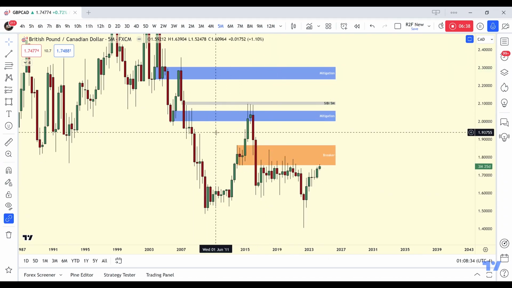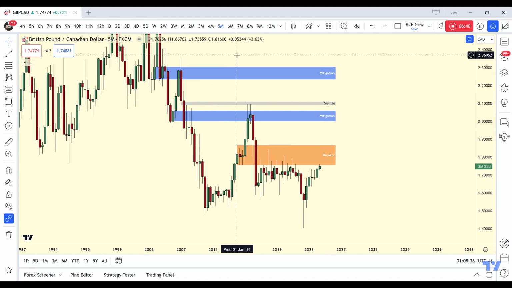Okay, a mitigation block and another mitigation block. Now, within a mitigation block or any PD array, on a lower time frame or a higher time frame, there could be a different PD array. So inside a fair value gap, it could have a breaker, and inside that breaker, there could be an order block. Inside that order block, there could be a fair value gap. Inside that fair value gap, there could be a rejection block. So it just goes on and on as price is fractal.